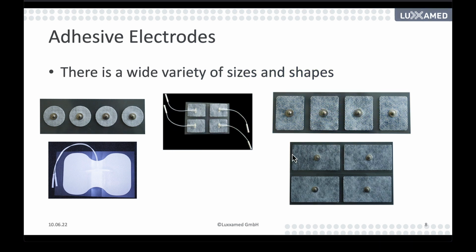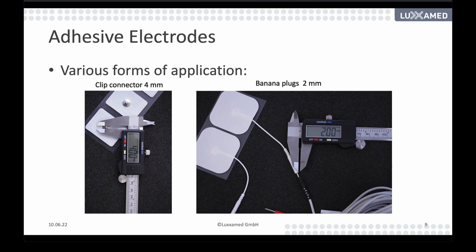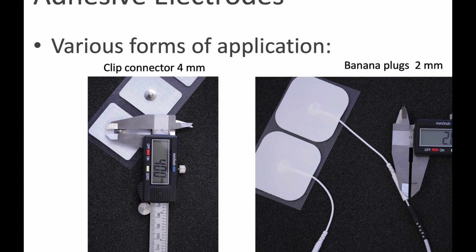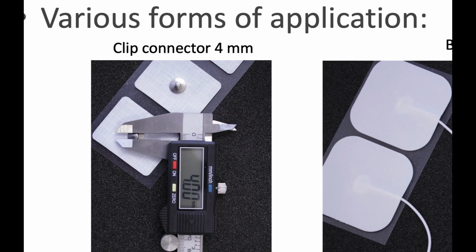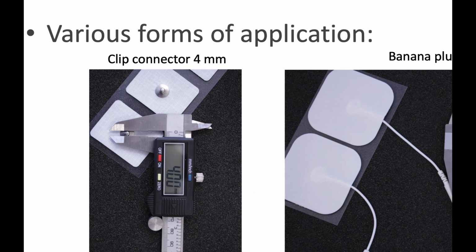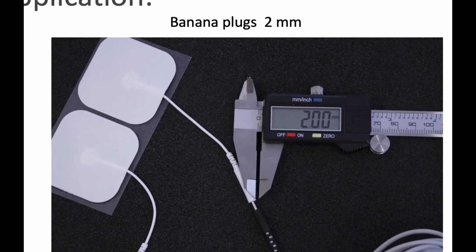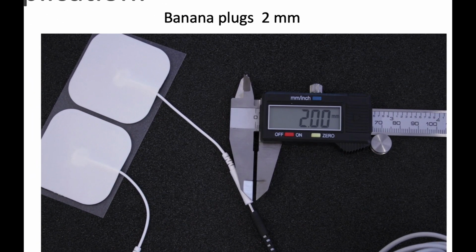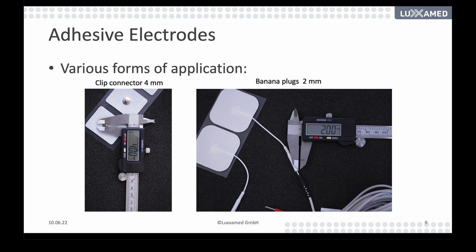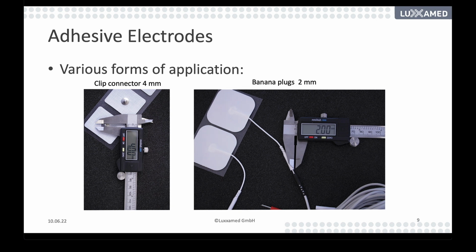and there are different types of connections for the electrodes. The most common, I think, is the clip connector. It's a 4mm clip where you can take your patient's wires and clip them onto the electrodes. And then on the other hand, there is also a version with a banana plug with 2mm. That's a 2mm pin you can fit in the cable of the electrode. So these are, I think, the two common versions of the connection of the adhesive electrodes.